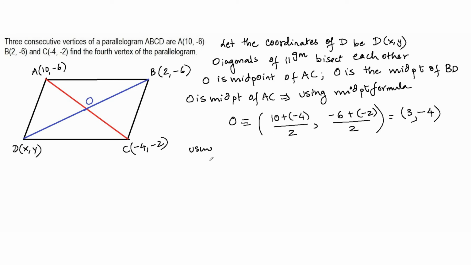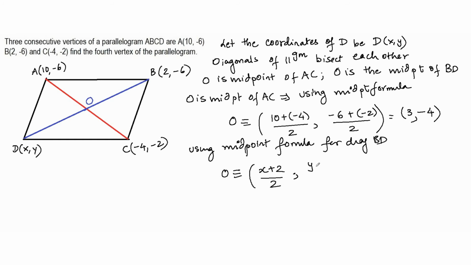Similarly, I can now apply the midpoint formula for the diagonal BD as well. So I can say that the coordinate of O is going to be (x plus 2) divided by 2, (y minus 6) divided by 2. And because it refers to the same point, O is the same point in both cases.